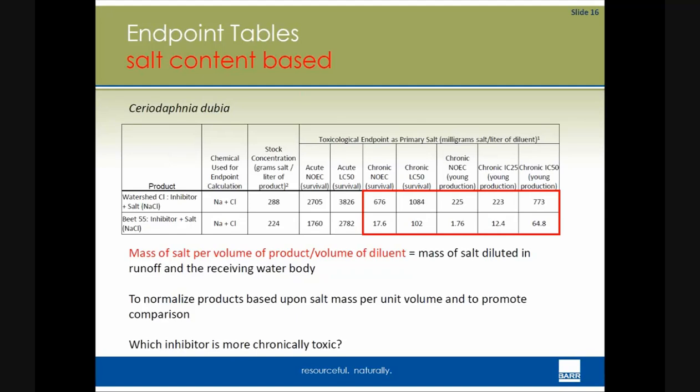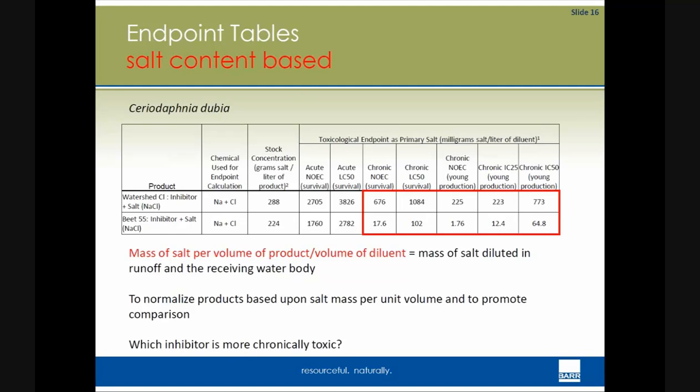So I gave two products as an example here. One is Watershed CI, inhibitor plus salt, sodium chloride, the other B55 plus sodium chloride. And what you can see is the results are expressed as a concentration of sodium chloride diluted in a liter of diluent. You can see that the endpoints are very different. For example, look at the chronic results. You see the chronic NOAC of the Watershed versus the beet product with sodium chloride has a very different toxicological endpoint when expressed as salt.